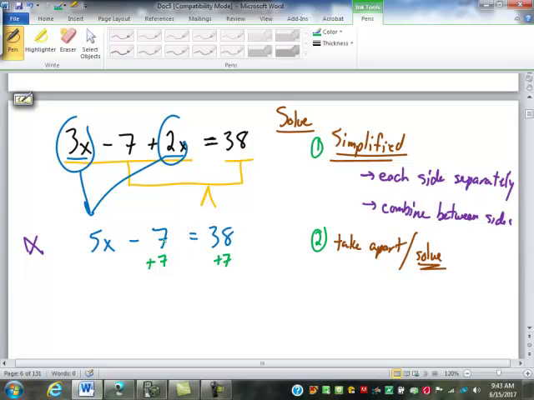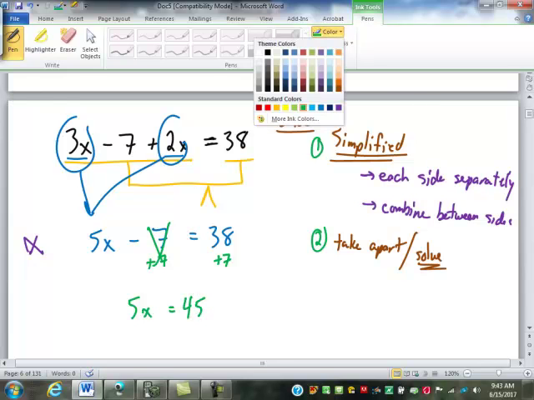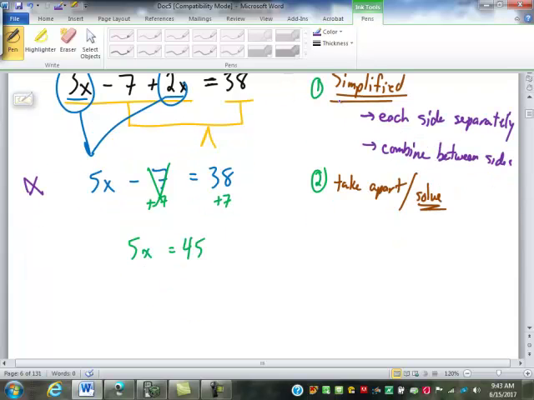Add the 7. Very good. What does that give us? 5x equals 45. Good. And next? Divide by 5. Giving us? X equals 9.